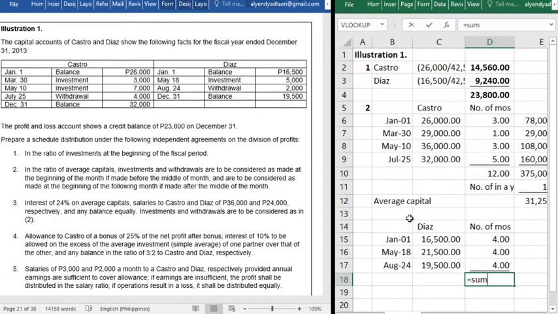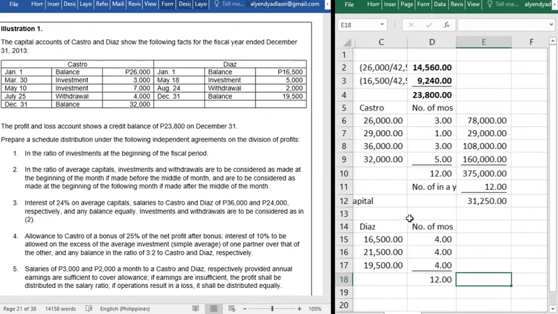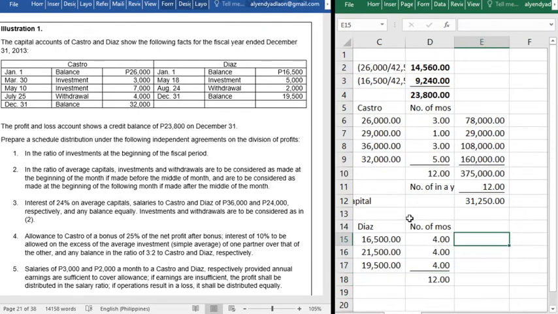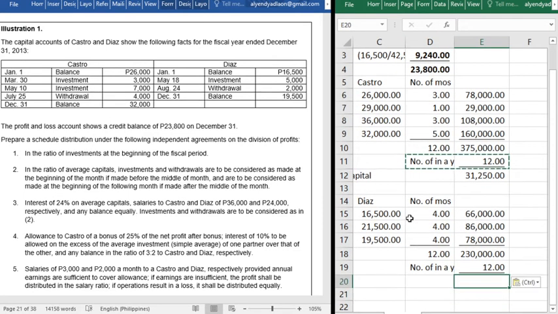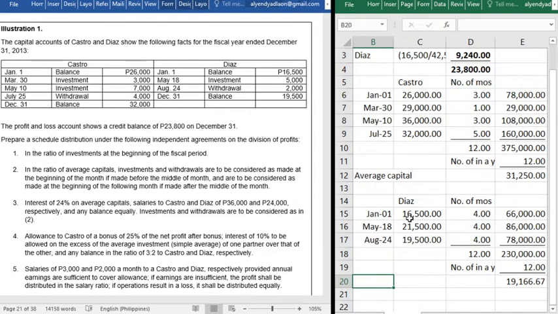Now as you can see, class, the total is 4 plus 4 plus 4, that is 12. Alright, now we have 16,500 multiplied by 4, 21,500 by 4, 19,500 by 4, so we got its total, and then we just have to compute for the sum. So that is 230,000 divided by the number of months in a year. So that is 12 still. So 230 divided by 12, we have 19,166.67, and this is the average capital of Diaz.